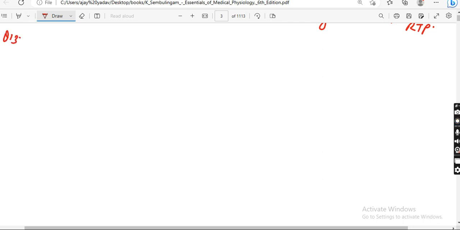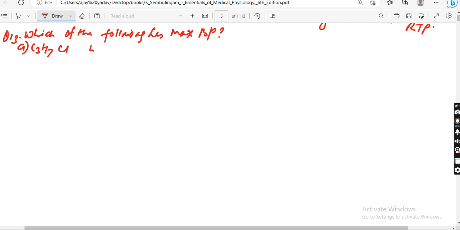So now question 13. Okay, which of the following will have maximum boiling point? Which of the following has maximum BP? So option A is C3H7Cl, C3H7Br, C3H7I, or C3H7F, okay, fluorine.